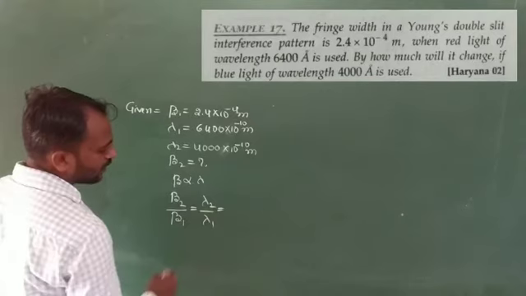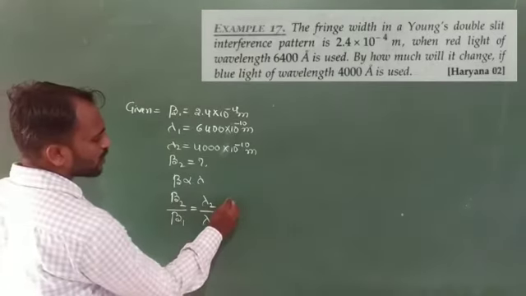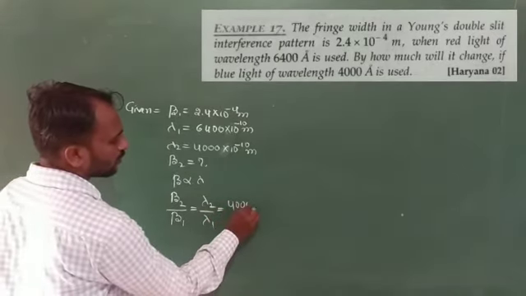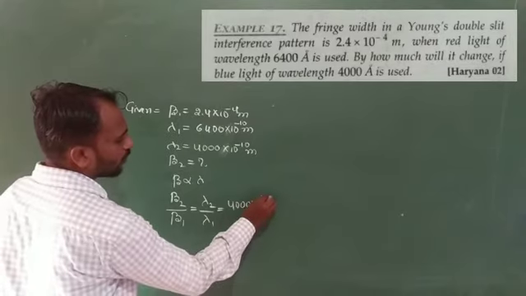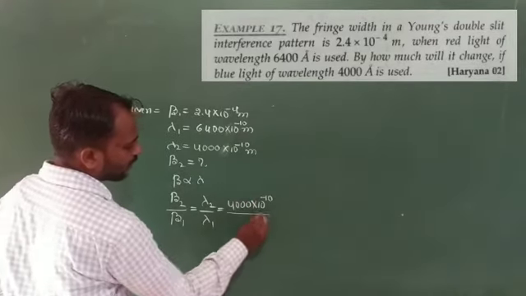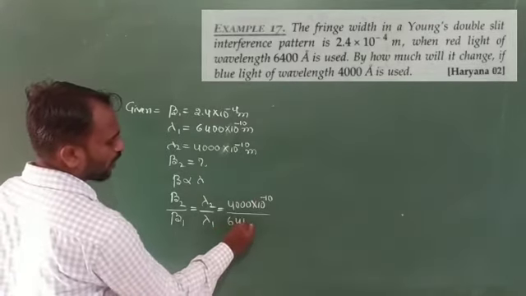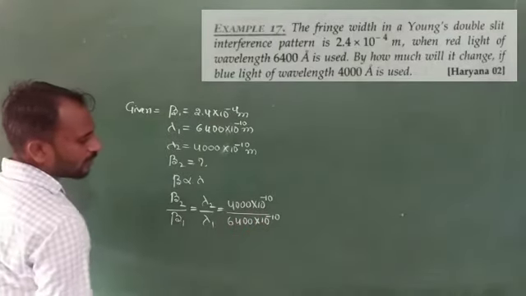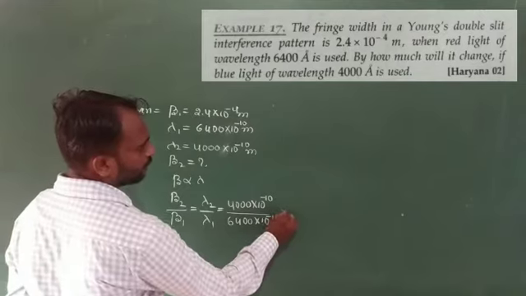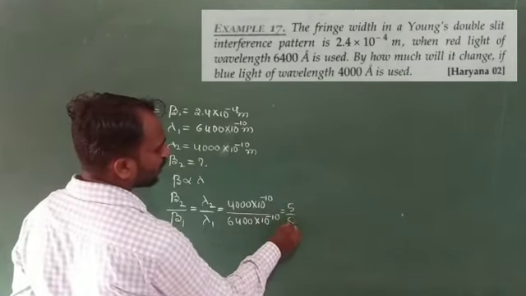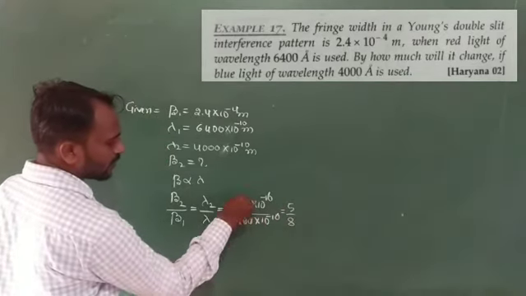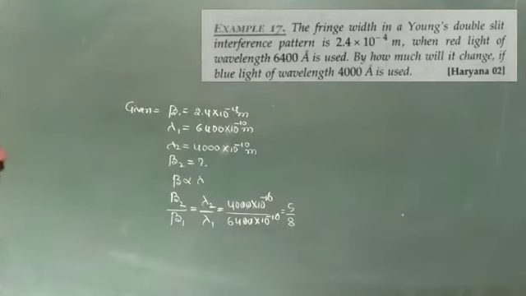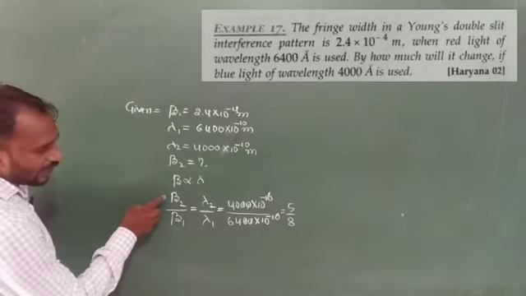So lambda 2 is 4000 into 10 power minus 10 divided by 6400 into 10 power minus 10. Here we get 5 by 8. The zeros cancel, so it is 40 divided by 64, which means 5 divided by 8. Okay, so we want to calculate the second fringe width.